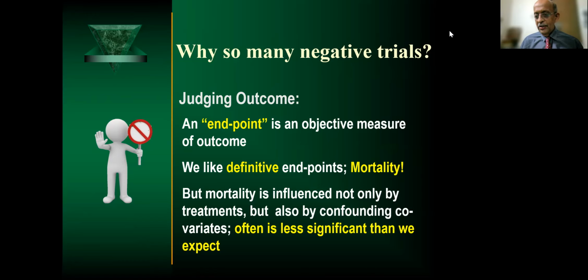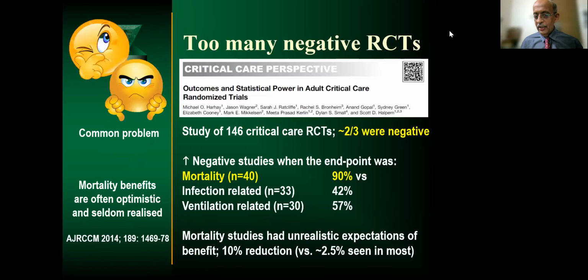And again, we'd like to say that when we see mortality being influenced by a treatment, we should recognize that even though a treatment can be good enough to reduce the mortality significantly, there can be other covariates which can confound this reduction in mortality. And often, the ultimate result of these kinds of trials is the significance can be diluted quite a bit. And this is quite important for us to recognize.